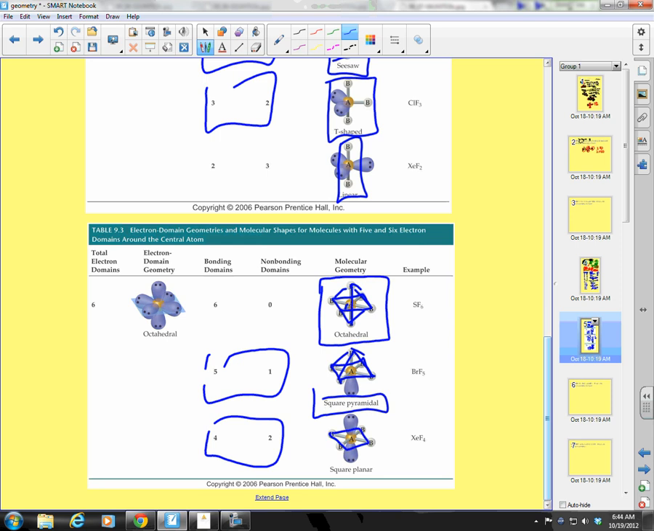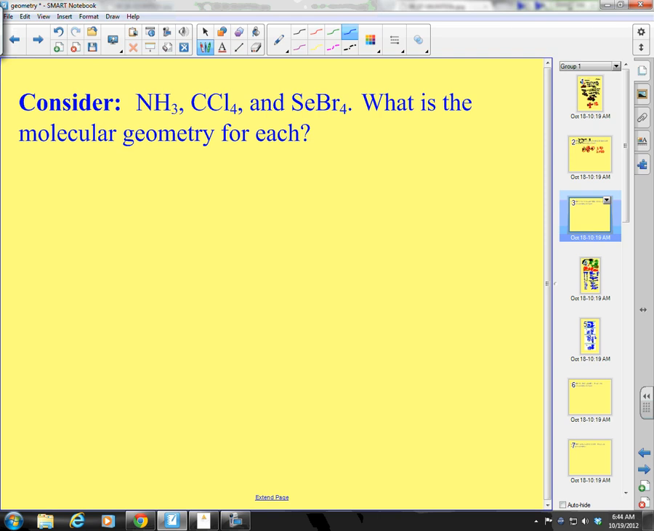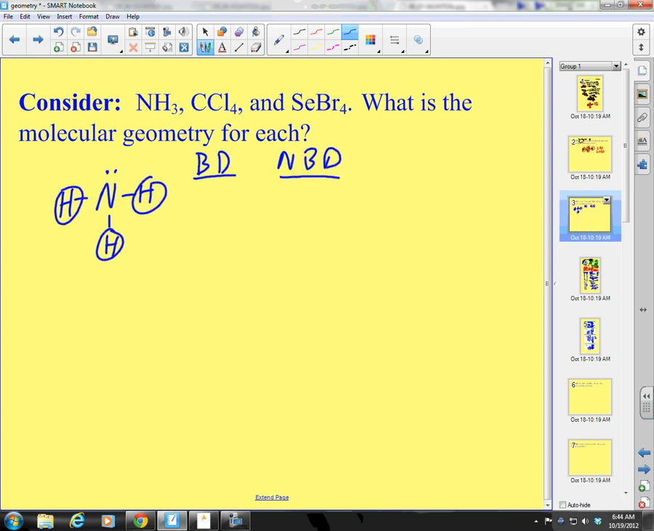All right, can we answer our questions? Consider ammonia, carbon tetrachloride, and silicon tetrabromide. First thing we must do is what? Lewis structures. So ammonia looks like this, right? How many bonding domains does it have? How many non-bonding domains does it have? Okay, bonding domains, 1, 2, 3. 3 bonding domains, 1 non-bonding domain. Shape, it is a 3, 1. Let's look at our chart.